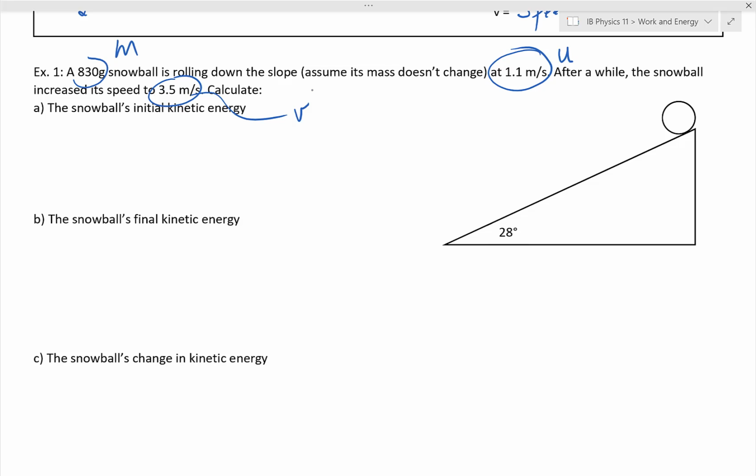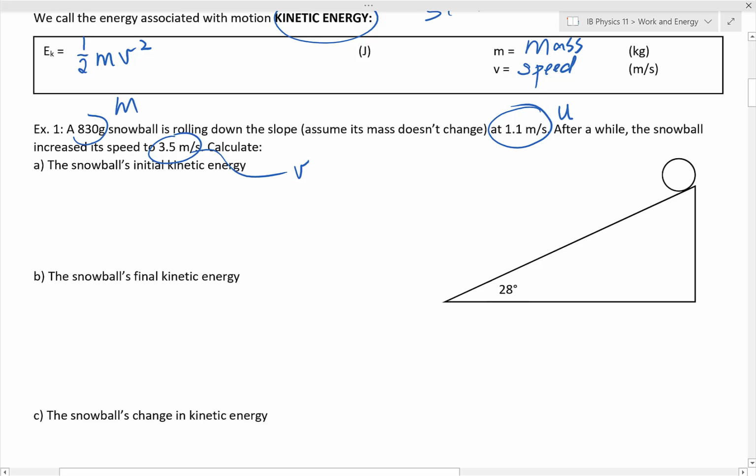Calculate the snowball's initial kinetic energy. Well, let's do that right now. According to the equation for kinetic energy, we need the mass in kilograms, but the mass we are given is in grams, meaning to convert it to kilograms, we need to divide this by 1,000, since there are 1,000 grams per kilogram, and that gives us 0.830 kilograms. And this is the initial kinetic energy, so this is before it increases speed to 3.5. That's the 1.1 meters per second. That's the speed we will use.